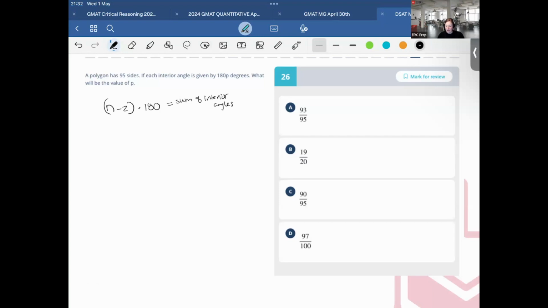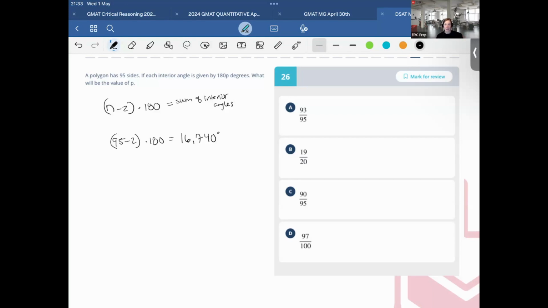So let's do that. So this would just be 95 minus 2 times 180, which is 93 times 180. And that gives me 16,740 degrees, which makes sense. It has 95 sides, so it makes sense that there would be a large amount of degrees for the interior angle measurement.